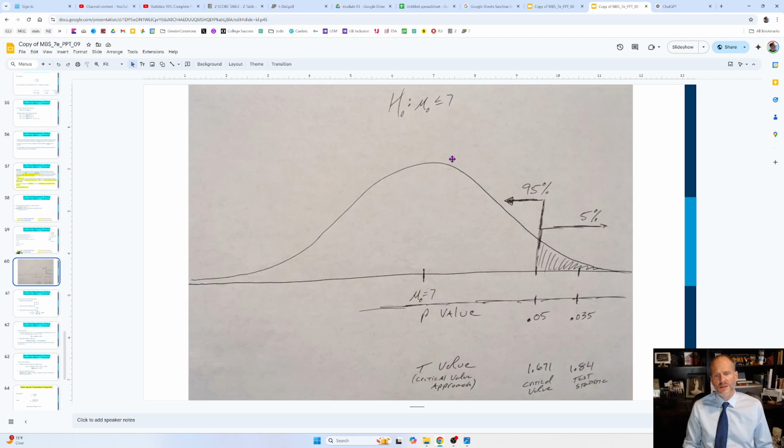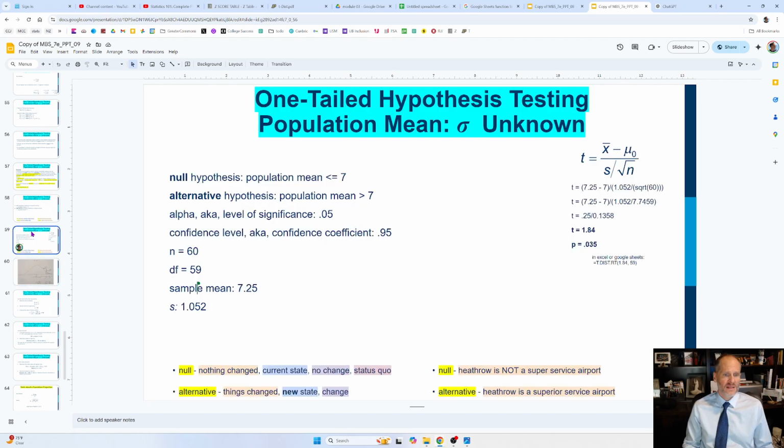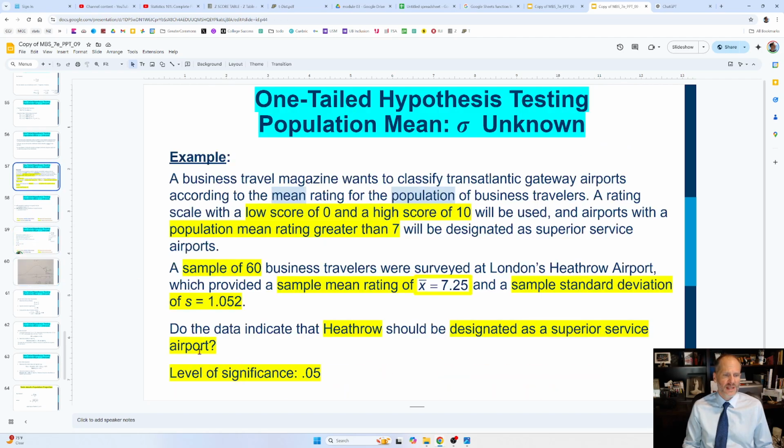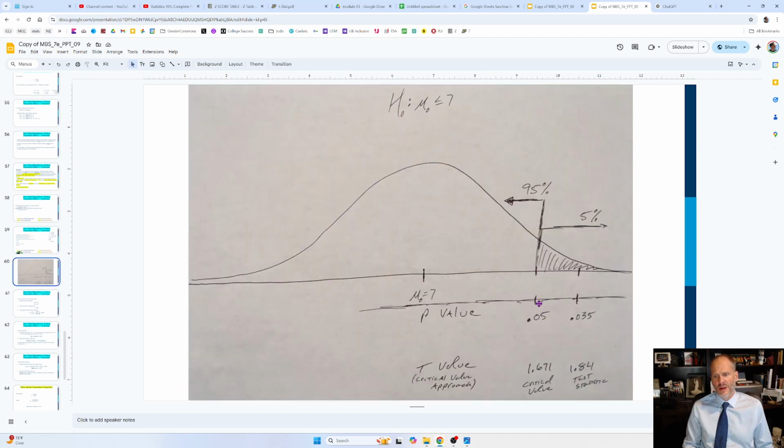So we could start to do this distribution. And here we have the hypothesized population mean equal to 7. We have our test statistic of 1.84, and we have our p-value of 0.035. And we know that we're doing this at the 0.05 level of significance. So that is right here, level of significance is 0.05. So 0.05 is right here, and 5% of our data will be in the alpha area right here, and this is the reject area.